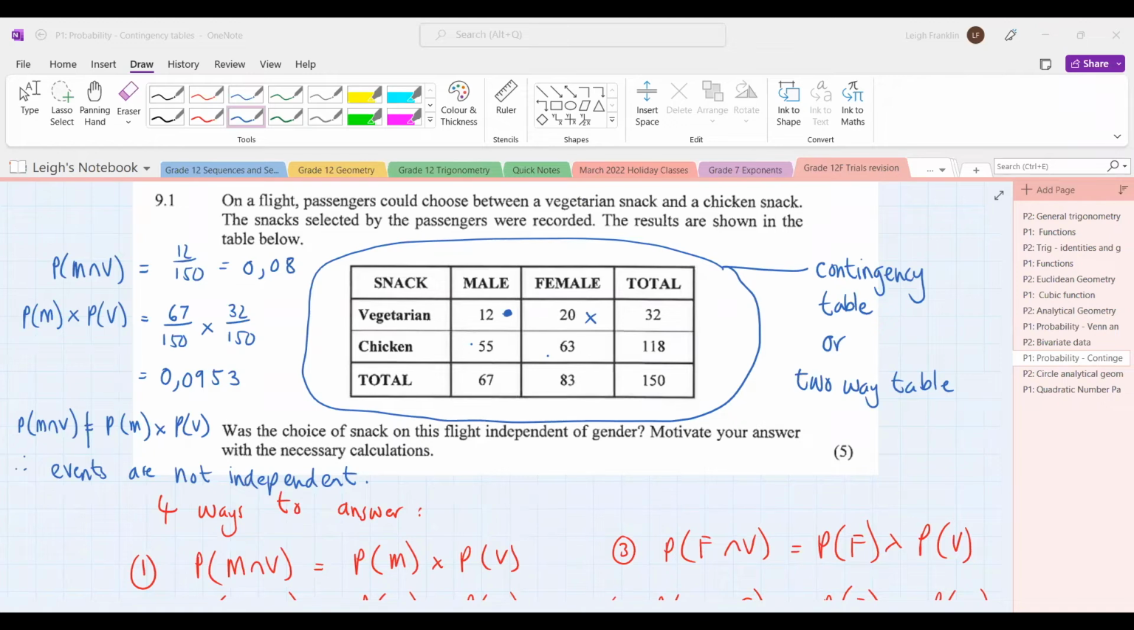Yeah, you have to say that they're not independent, because the question asked us here, was the choice of snack on this plane independent of gender? So you have to answer the question, right? And they want us to motivate our answer with the necessary calculation. So in maths, when they ask us to answer a question, they want us to answer that. We would have to say either the events are independent or not independent. There would be a mark for that in this particular case.